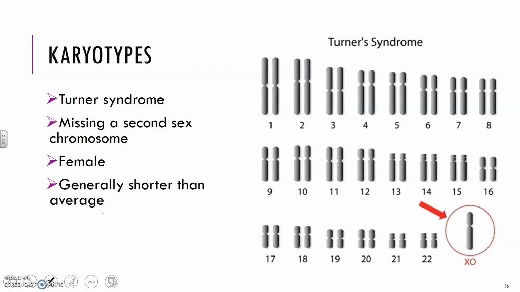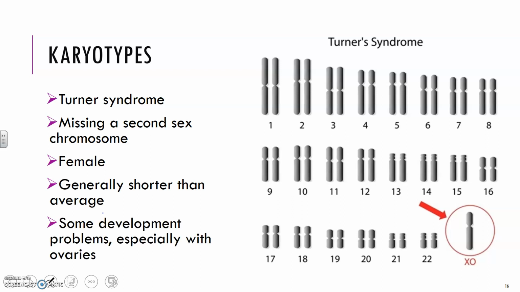This person would be generally shorter than average, with some developmental problems, especially with ovaries. You need the two X's to really develop the ovaries correctly, but otherwise, not a whole lot of difference. And this really comes into the fact that you can survive quite easily with just one X.